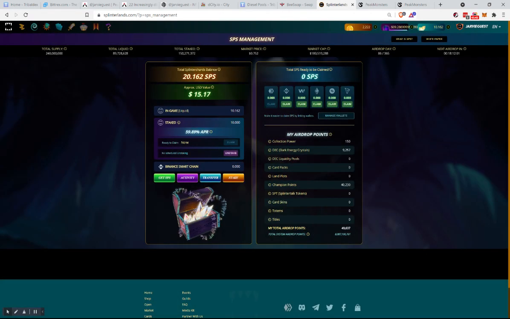And got like 3 to 6 seconds to go. Okay, there we go. So now it is staked. Boom. Pretty easy. And now it's going to earn us interest at a rate of 59.89 a day.